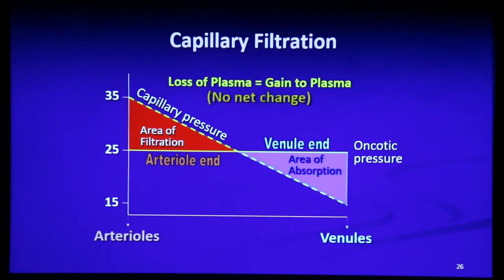So the loss of plasma is equal to the gain from the plasma. So ultimately there is no net fluid change. But this was the old Starling's hypothesis, which no longer stands, and it has been revised. So what does the revised Starling's hypothesis tell us, and why was it revised? It was revised because of the presence of the endothelial glycocalyx, which was recognized later.